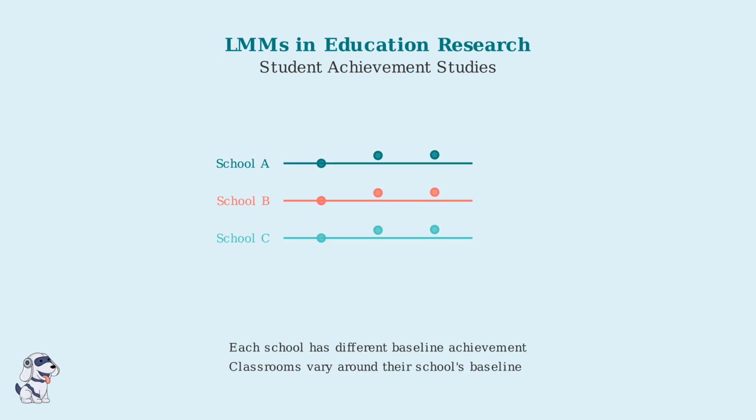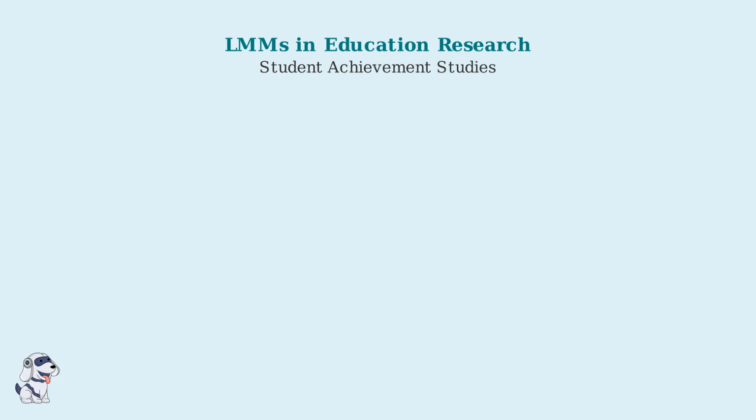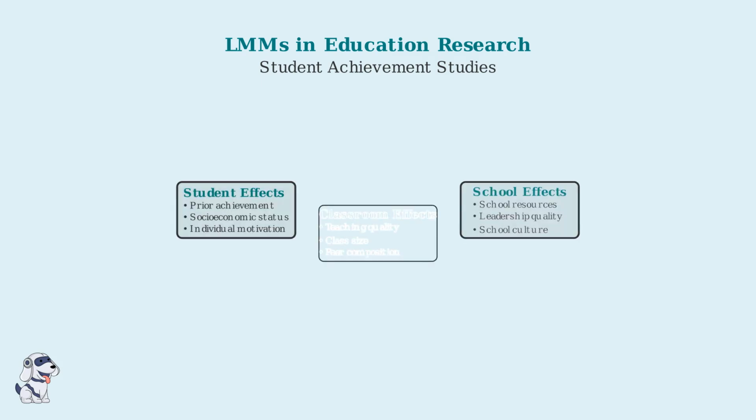Within each school, classrooms also vary around their school's baseline. This creates a realistic model of educational hierarchies. This modeling approach allows researchers to separate individual student characteristics from school and classroom effects, providing clearer insights into what drives educational outcomes. By separating these effects, researchers can distinguish between student-level factors like prior achievement or socioeconomic status and institutional factors like school resources or teaching quality.